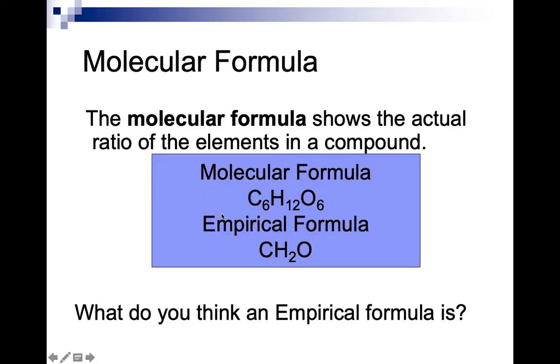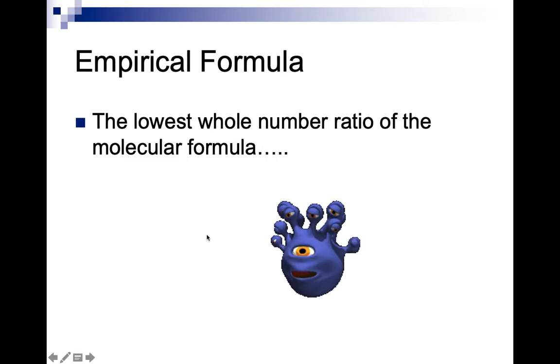If I go back here, notice that if I take the molecular formula and divide it by the lowest common denominator, which in this particular case would be 6, I can divide 6 by 6 and it gives me 1. I can divide 12 by 6 and it gives me 2. Then I can divide 6 by 6 and it gives me 1. So the empirical formula is the simplified version of the molecular formula. It's the lowest whole number ratio of the molecular formula.